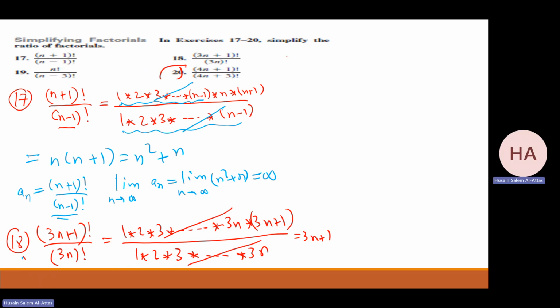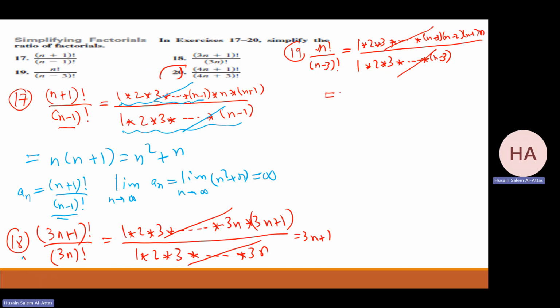Okay, 19. n factorial over (n minus 3) factorial. Be careful here. That will be 1 times 2 times 3 up to n minus 3, n minus 2, n minus 1, n, over 1 times 2 times 3 up to n minus 3. This cancels with this. So what is the answer? n minus 2 times n minus 1 times n, or you can simplify it by doing the product.